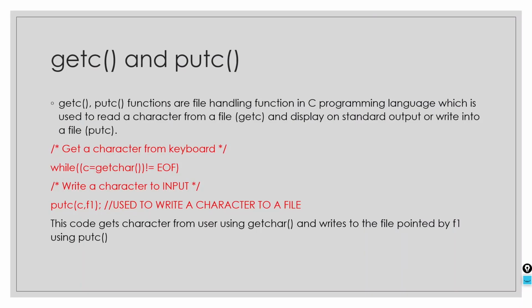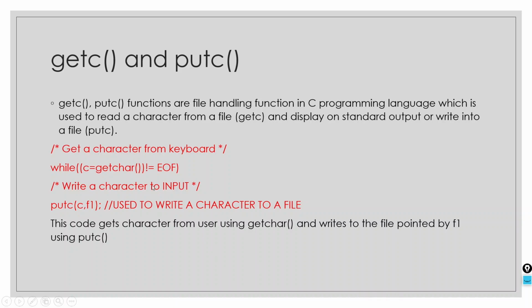So next two functions are getC and putC. The getC and putC functions are the file handling functions in the programming language to read a character from a file and display the value or write to a file. This is a small code.